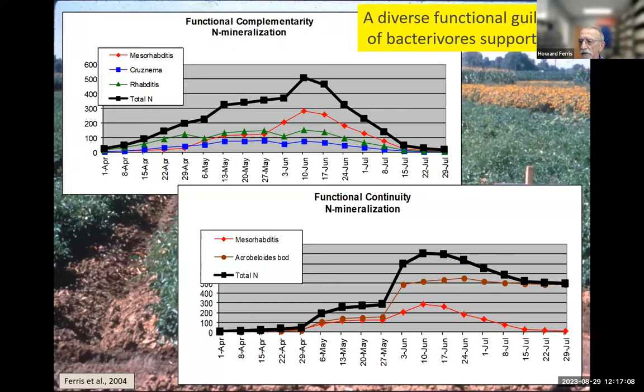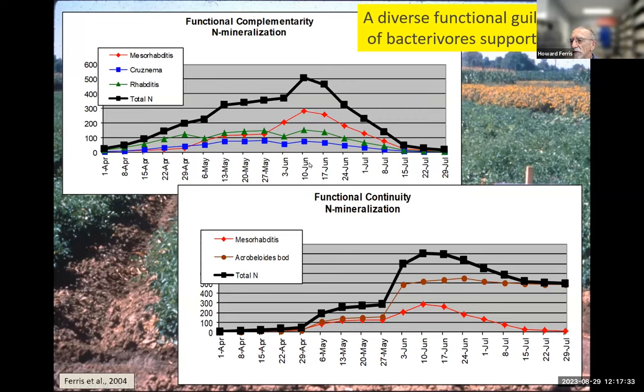Let me go to the next slide. So what we're seeing is, this is now without growing the cover crop, when we plant the tomatoes in April or so, there's a gradual increase in different species of bacterial feeding nematodes. And this is one group, I should say, that are tolerant of low conditions or adaptable to low temperature conditions.